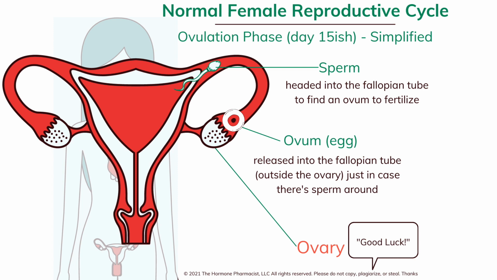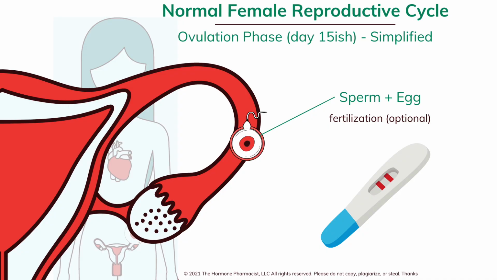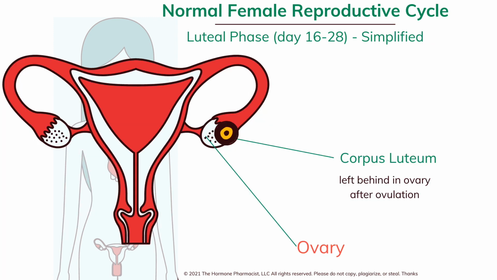Well, if that sperm finds that egg and they get together, then there's fertilization and we have a positive pregnancy test. Now, after that ovulation occurs, there's a piece of tissue left behind in the ovary. It's called corpus luteum. Corpus luteum is Latin, which means yellow body. It's kind of a yellow color when you look at it under a microscope.